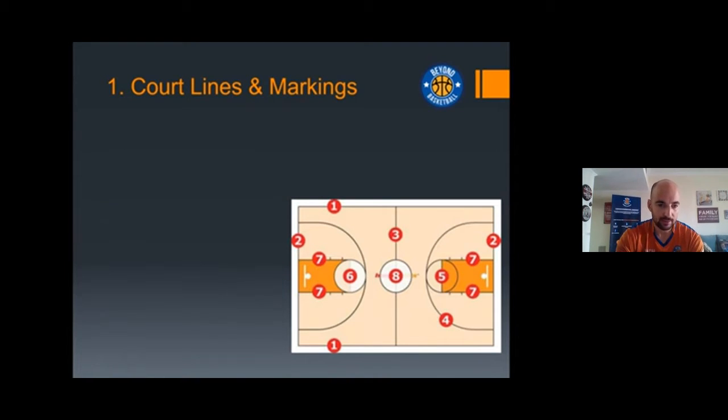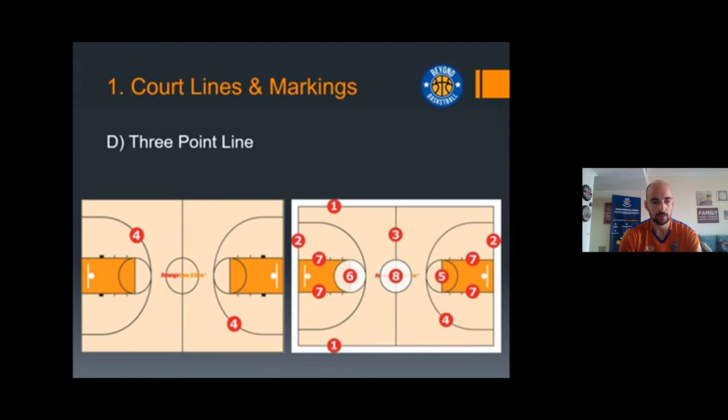Okay, next line, we will talk about the 3-point line. You all know where the 3-point line is. So a scoring shot behind that line is worth 3 points. Because of that, we call it the 3-point line. The distance of the 3-point line from the basket in the NBA and Europe, and here as well, is 23 feet. Okay, so when you score behind that line, your score will be three points.